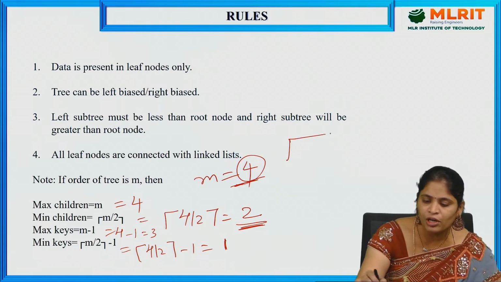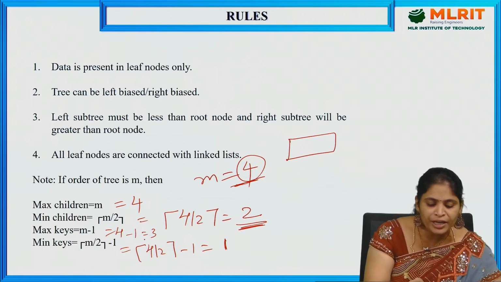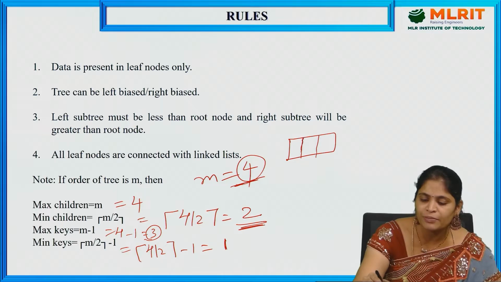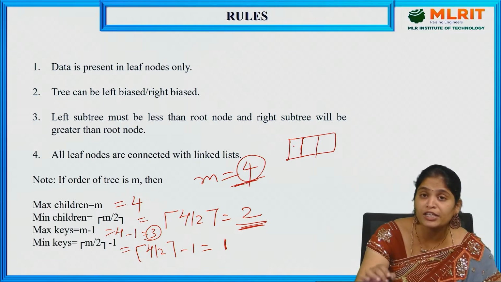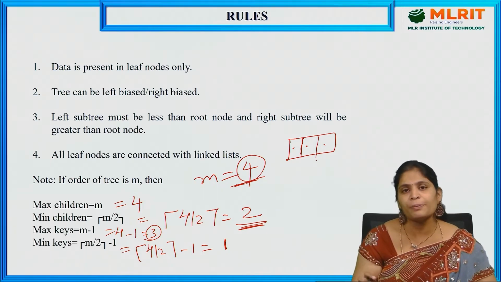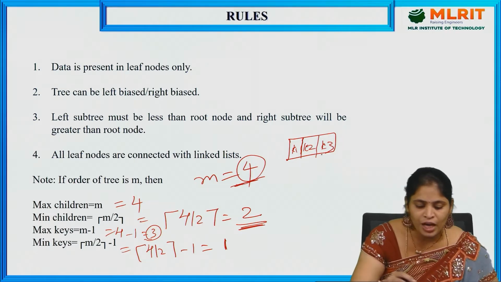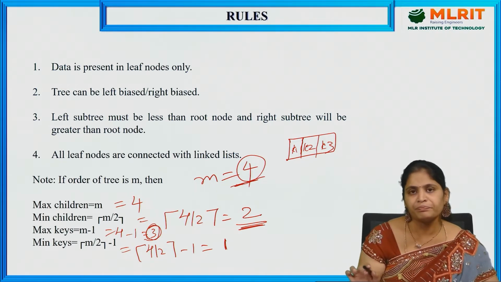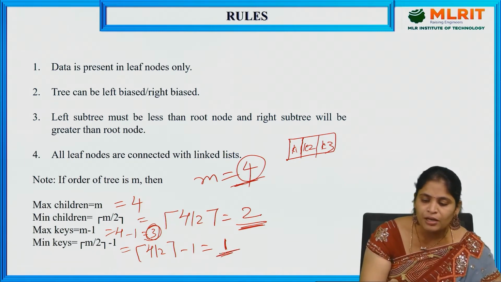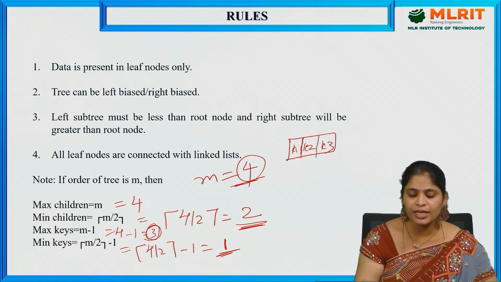And if at all a node, this is the initial node, how many keys do we have to maintain? Maximum keys per node, 3. That means we can store 3 elements in that particular node. That is the representation of keys here: key 1, key 2 and key 3. 3 keys maximum. Minimum keys that we should maintain: compulsorily we should maintain minimum 1 key per node. Okay, that is the rule.